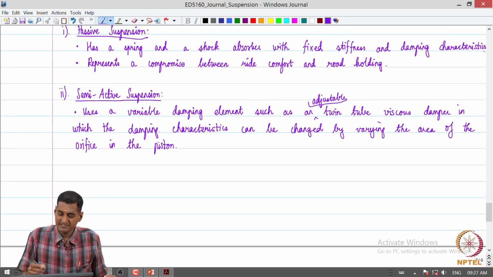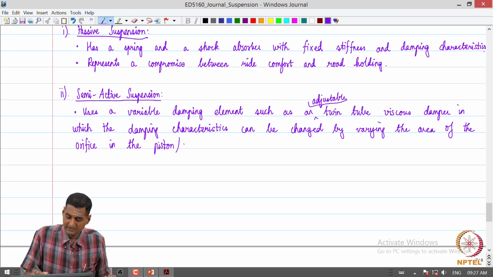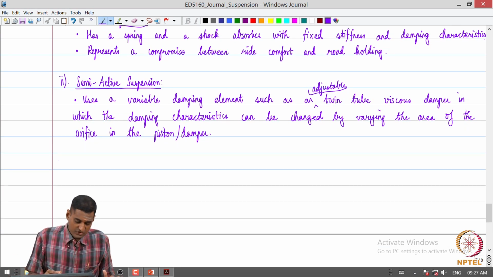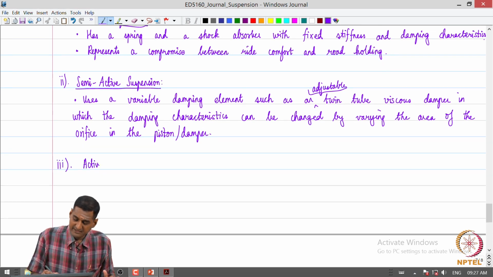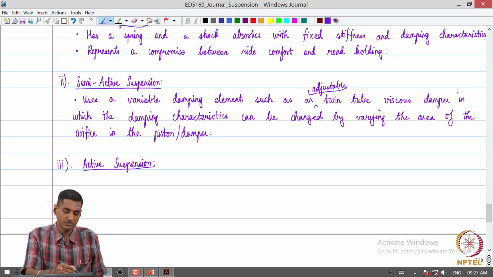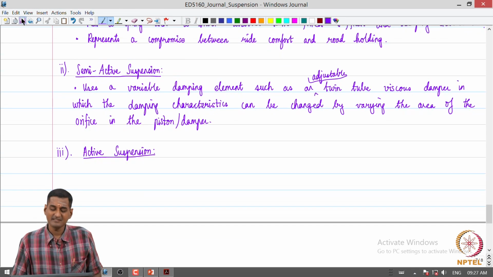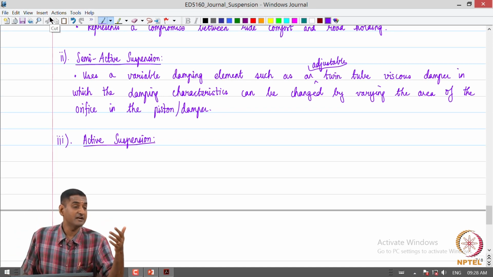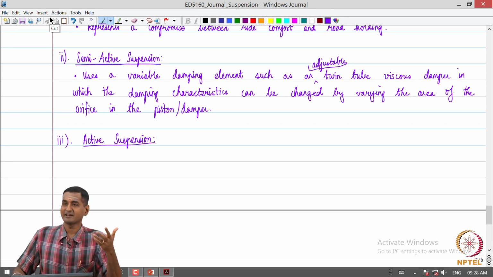So, essentially, in a semi-active suspension the stiffness characteristics of the spring remain the same. So, that is fixed. There is an improvement over a passive suspension. Of course, if you look at it from a functional standpoint, the best option would be what is called an active suspension or a fully active suspension.